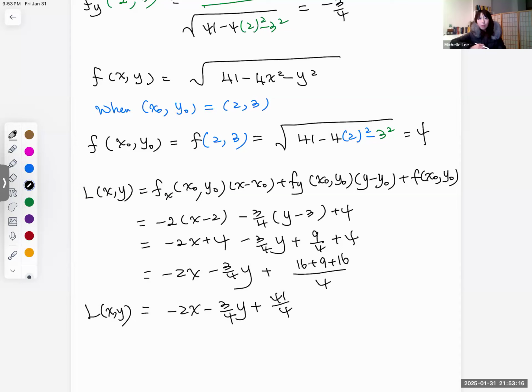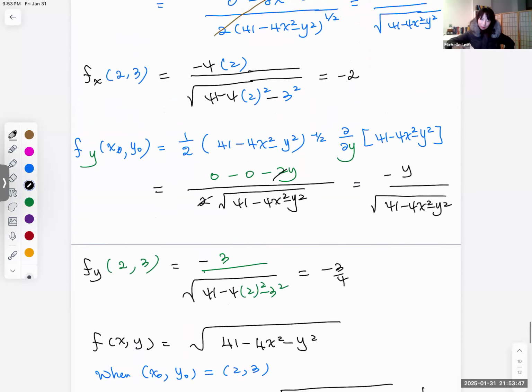Okay, we're not done yet. We want to estimate, right? So this is linear approximation, which is a straight line, also the tangent line, right? Aha, we don't call it the tangent line, we call it the tangent plane, right? That's why it's the same as the equation of a tangent plane.